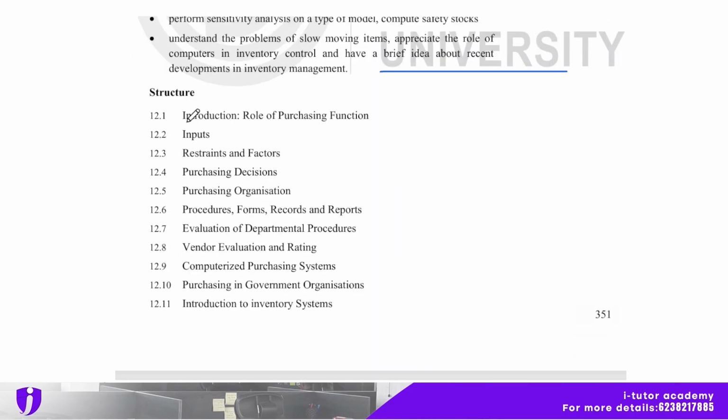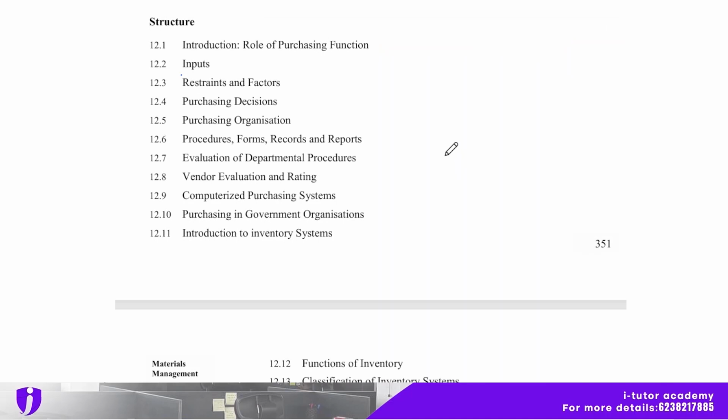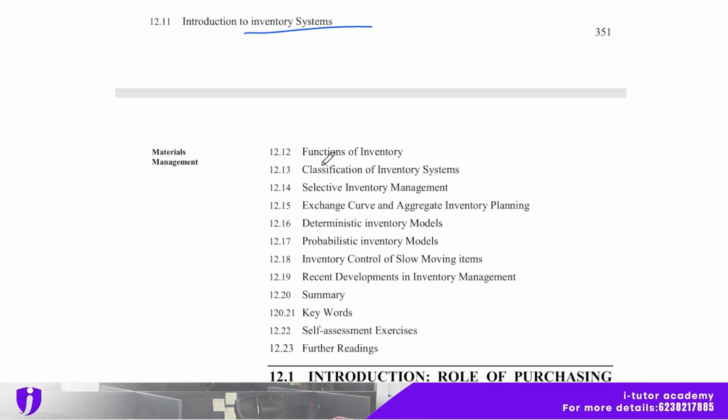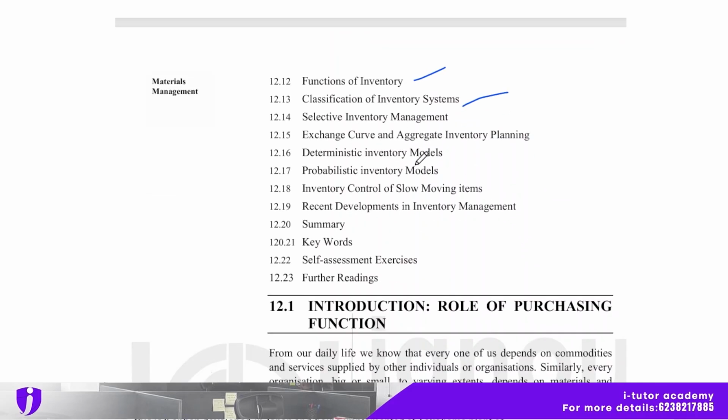And the structure of this unit is: introduction, role of purchasing function, input, restraints and factors, purchasing decision, purchasing organization, procedure, form, records and reports, evaluation of departmental procedures and vendor evaluation and rating, computerized purchasing system, purchasing in government organization, introduction to inventory system and function of inventory, classification of inventory system, selective inventory management, exchange curve and aggregate inventory planning, deterministic inventory model, probabilistic inventory model, inventory control of slow moving items, and recent development in inventory management, summary, keyword section, and self assessment exercise also.